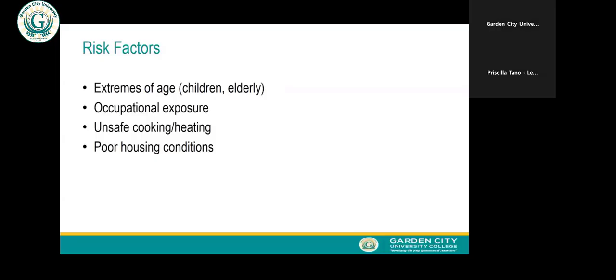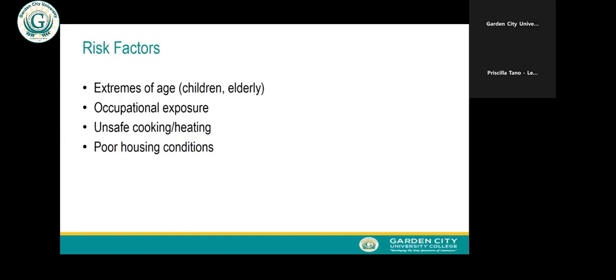So we have risk factors of burns. We have the extremes of age: the children and the elderly are really affected. I'm conducting a study and I really need a high sample size for my quantitative part, having finished the qualitative. Whenever I go to the wards, it's more of the kids, the kids, the kids. I get some adults, but not so many as compared to the children. So the kids are more affected.